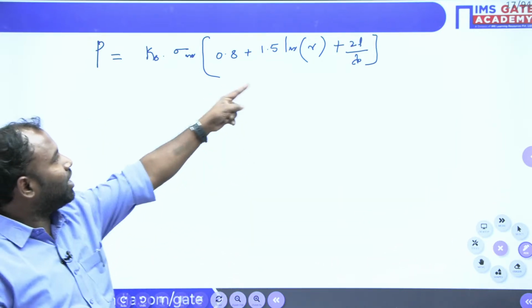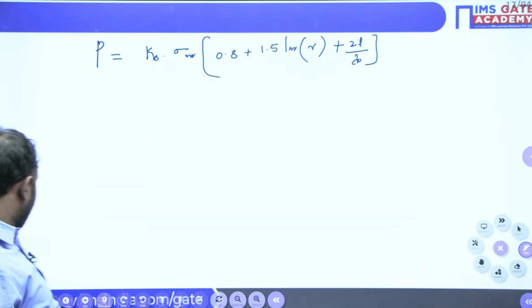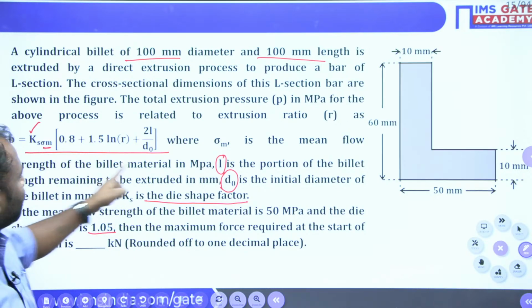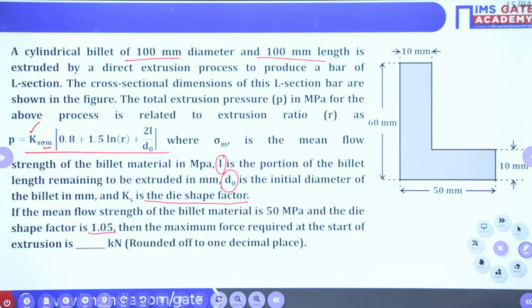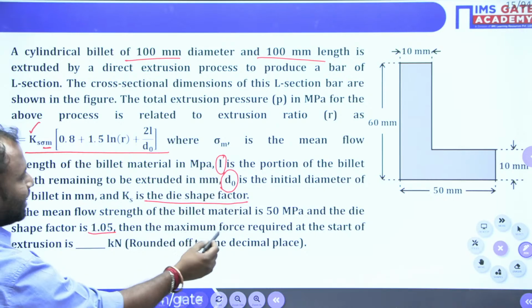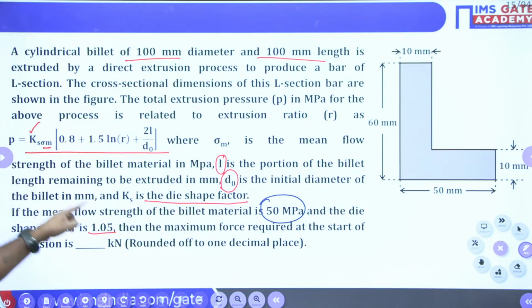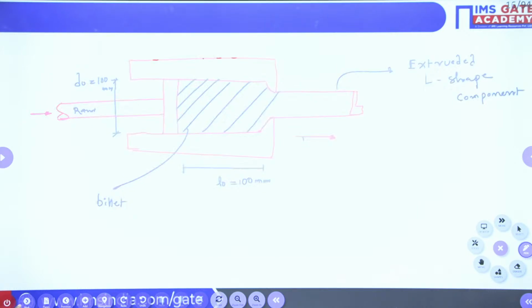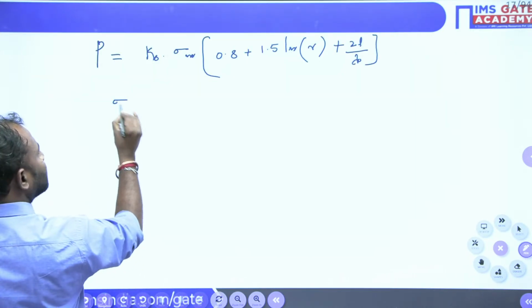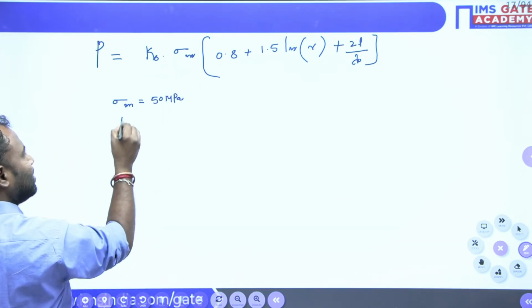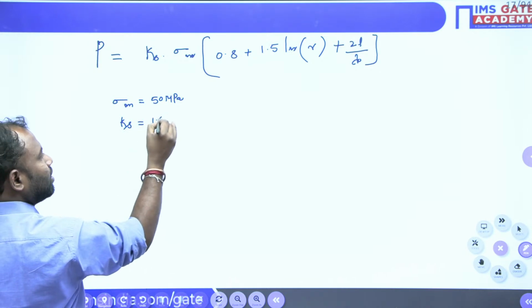Now, as we know, sigma m is given in the problem. Let me write the given data. Sigma m is the mean flow stress of the billet material, and 50 megapascal is given. Ks is also given. What is Ks? Ks is the die safe factor, which is 1.05. So sigma m is 50 megapascal and Ks is 1.05.